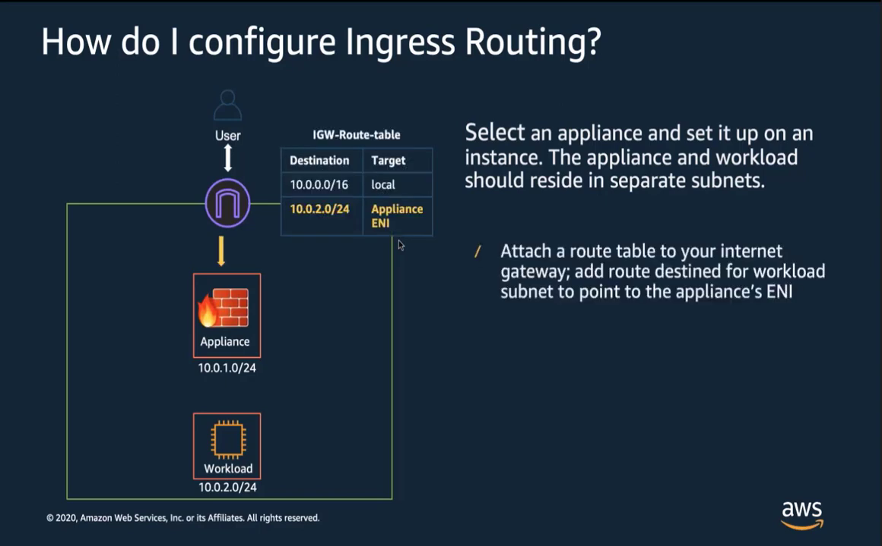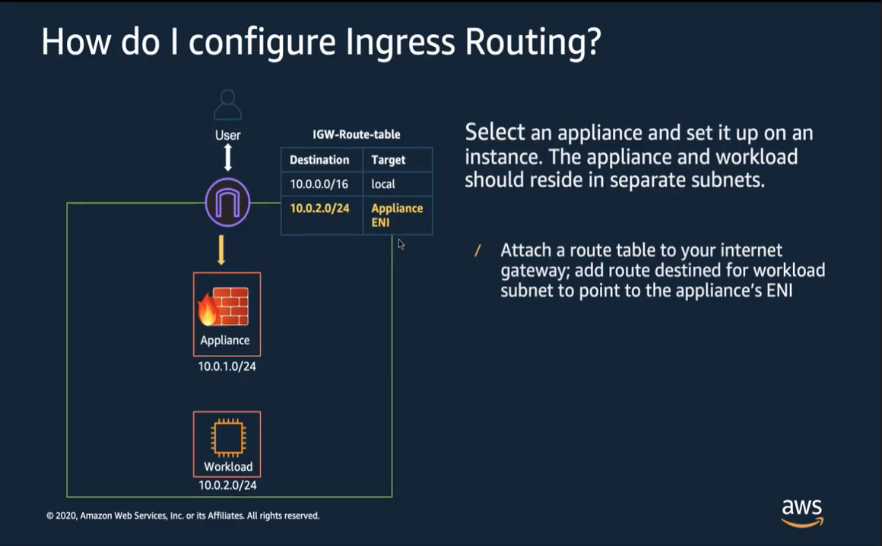Then next, what you do is you attach a route table to your internet gateway or virtual private gateway, and then you add a route that passes through the appliance's ENI. So if you look at the yellow route in the IGW route table, any ingress traffic that is destined for the workload will first pass through the appliance's ENI.